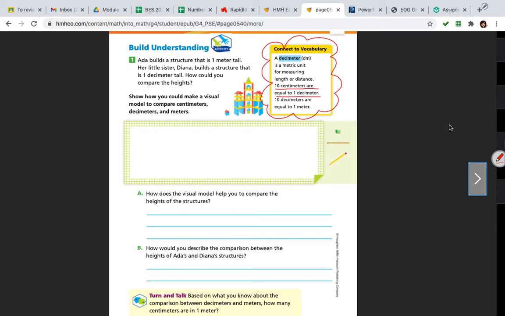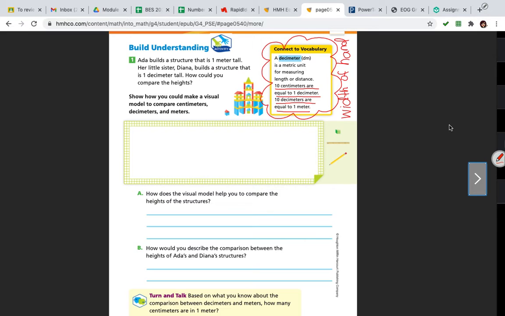I want you to look at your hand. The width of your hand from the thumb to your pinky is about 1 decimeter. So the width of your hand is about 10 centimeters. 10 centimeters equals 1 decimeter. And it takes 10 decimeters to equal 1 meter. So 10 hands would equal the same as a meter. So let's go back to the problem.